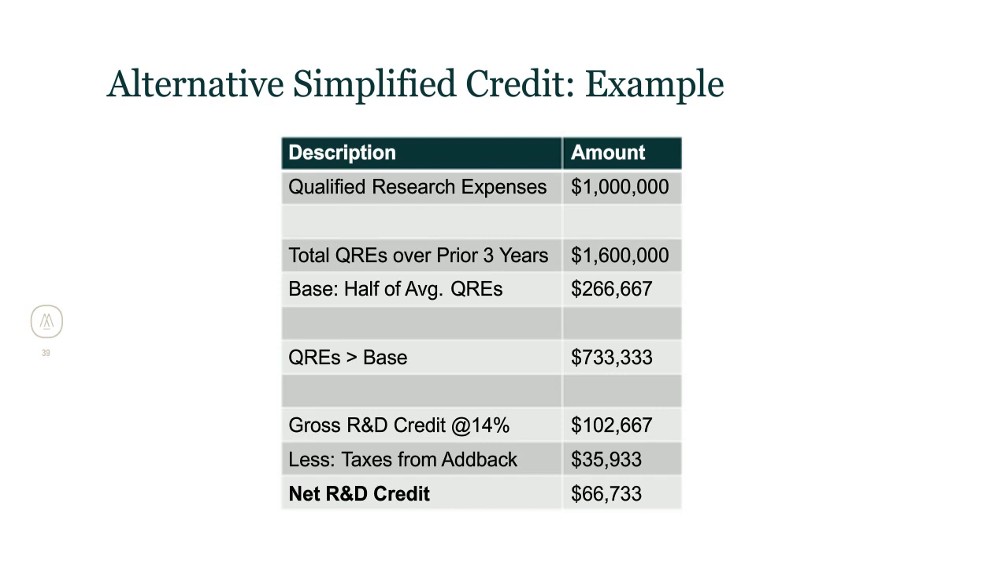So the gross R&D credit before that add back is going to be 14% of that base, so $102,667. Similarly, we'd have to add that gross credit back, resulting in some extra income tax of $35,933. So our net result here is going to be a little bit higher than it was in an example with similar facts of $66,733.